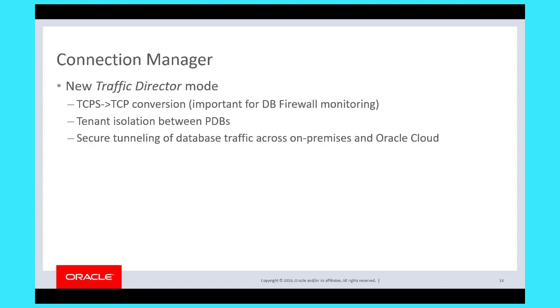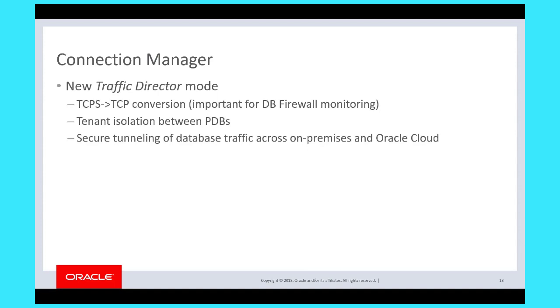Another thing that we've done in Connection Manager 18C is we give you the capability to terminate TCPS traffic at the Connection Manager. So you can have client to Connection Manager traffic be encrypted with TCPS and have Connection Manager to database traffic be unencrypted with straight TCP. There's two advantages to this. One advantage is it offloads the work of decrypting that network traffic from the database server. And TCPS is a fairly expensive operation in terms of performance. So offloading that work is valuable.